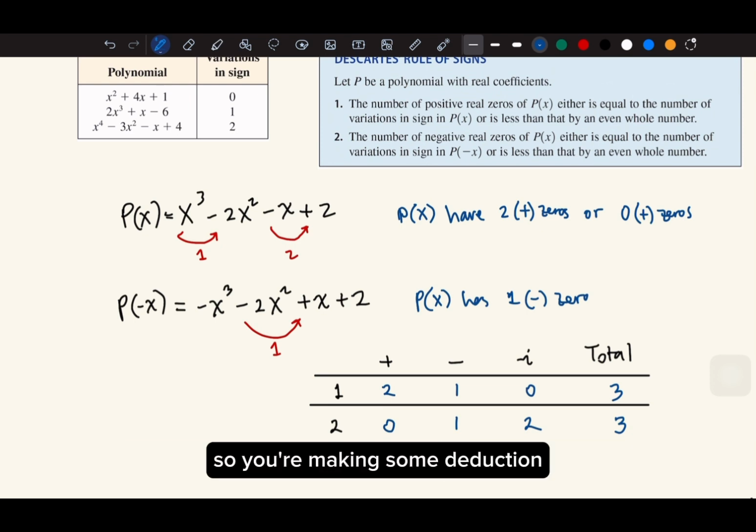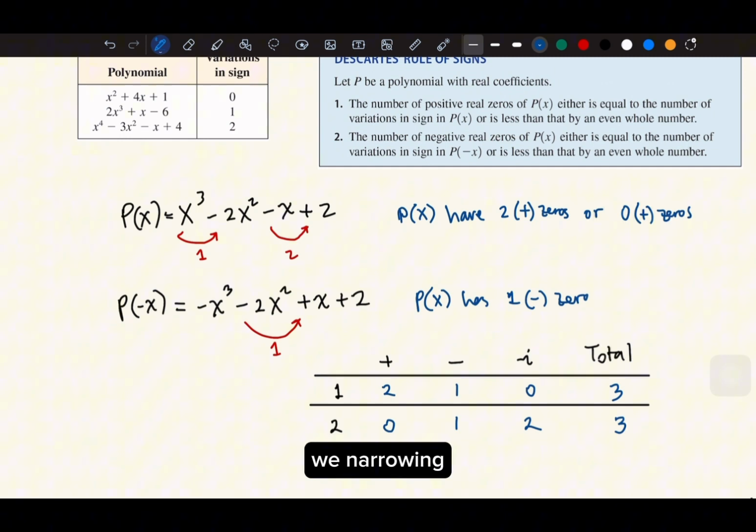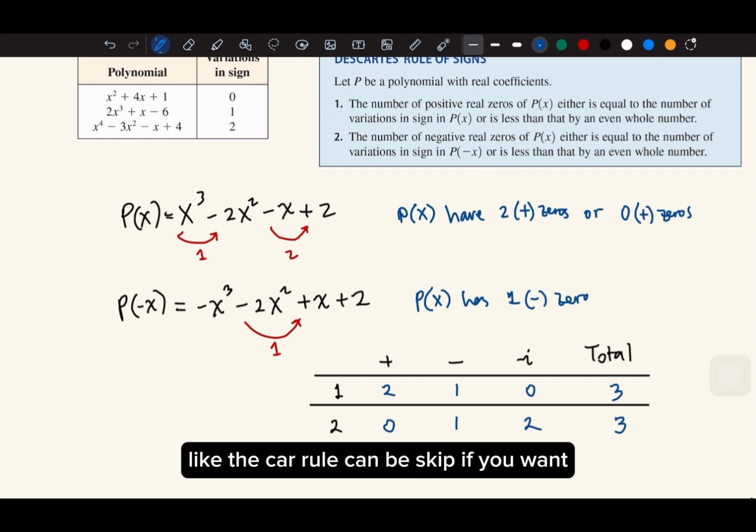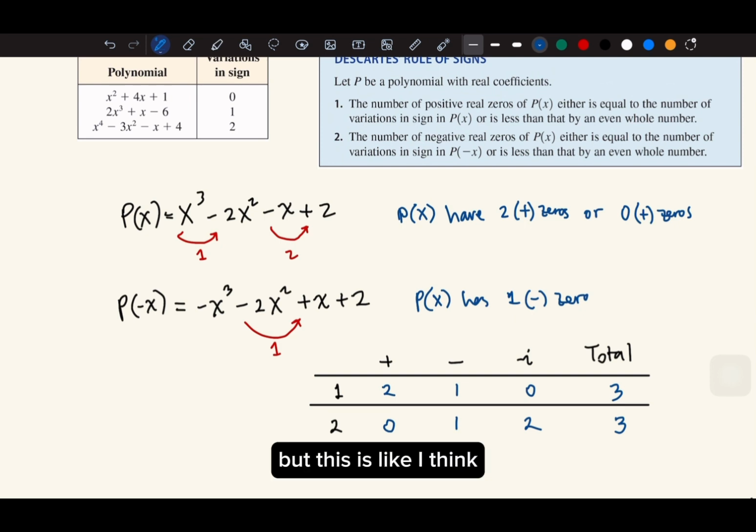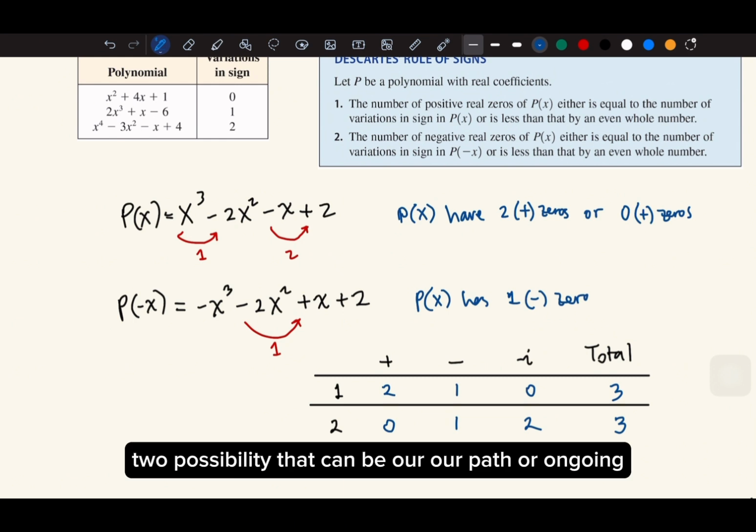So you are making some deduction. You are identifying, observing, and then deducing everything, and then writing some conclusion. This is pretty similar. We're narrowing down. The Descartes rule can be skipped if you want. You can just take some time to do some trial and error. That's also fine. But I think this is an elegant way to show you: oh, we have two possibilities, two possibilities that can be our path for going on.